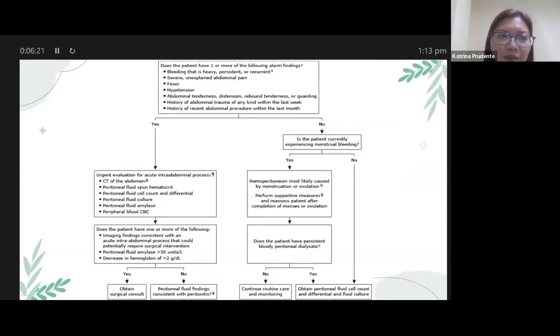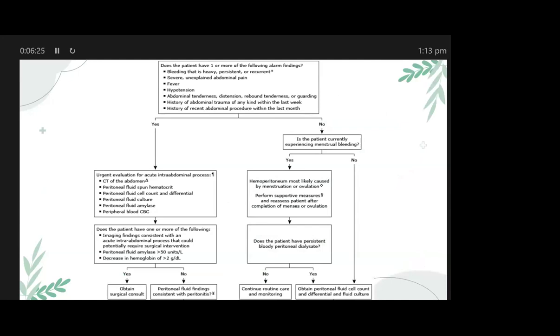Thus, I'm presenting the algorithm for patients presenting with bloody dialysate.